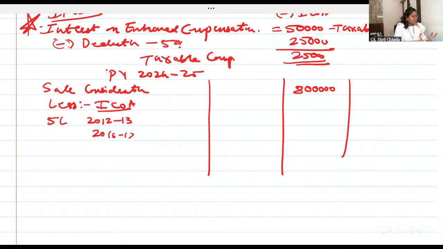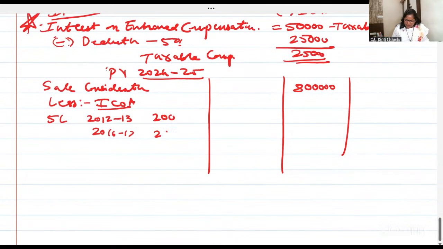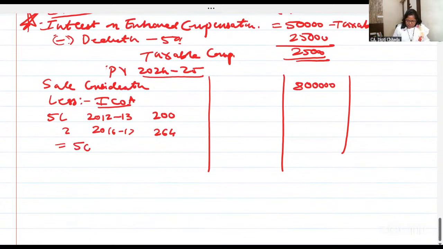Keep your indexation table open, which is on page number 161. So 12-13, what is the index? 200. 16-17. Ma'am, but we are calculating in 24-25. Indexation only till the year of transfer. 16-17, 264. 200 has become 264. What will be the indexed cost of 5 lakh?